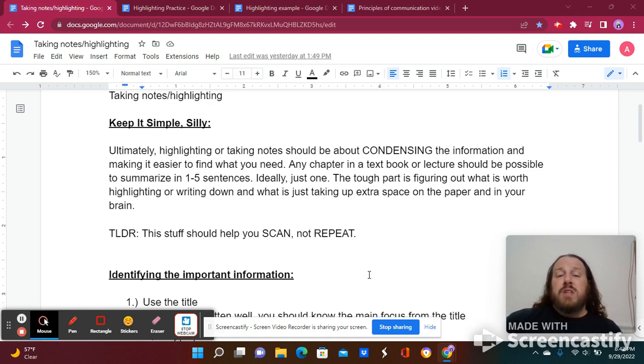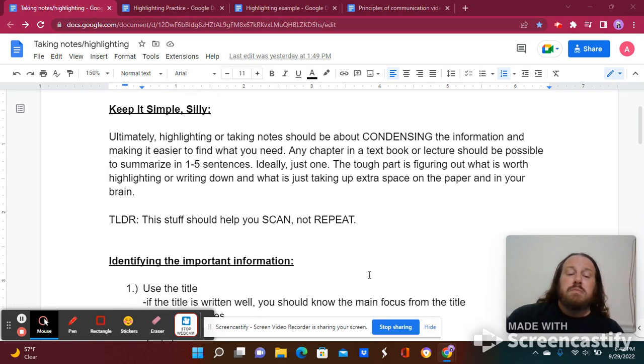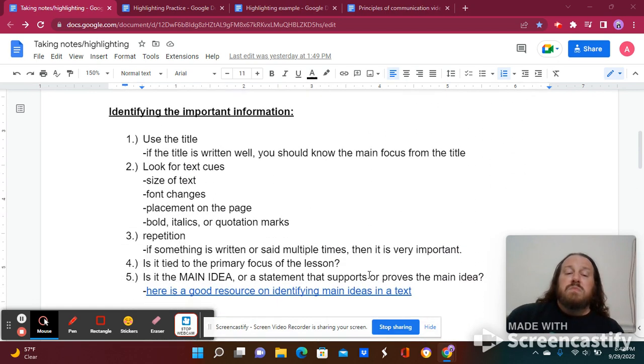The tough part with this, though, is just figuring out what matters. So, let's talk some about ways to find out what matters. First off, ways to identify important information, because that's what you should be highlighting. That's what you should be writing down in your notes: the important information, not everything.